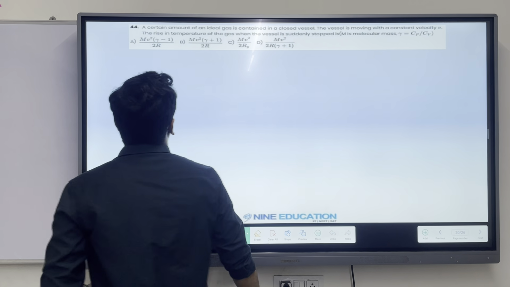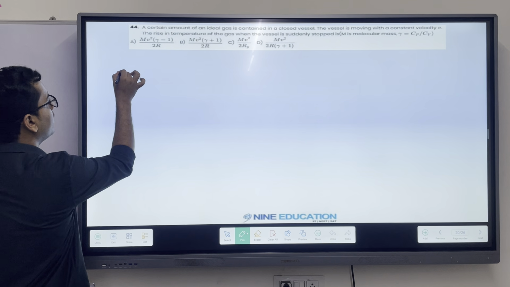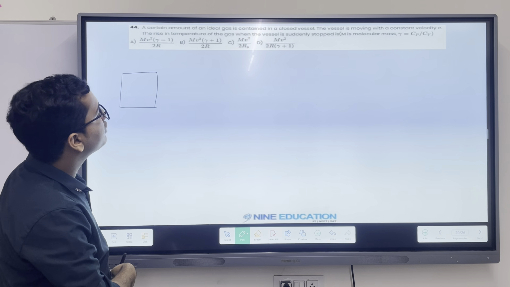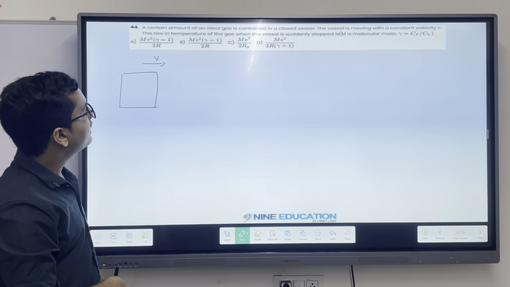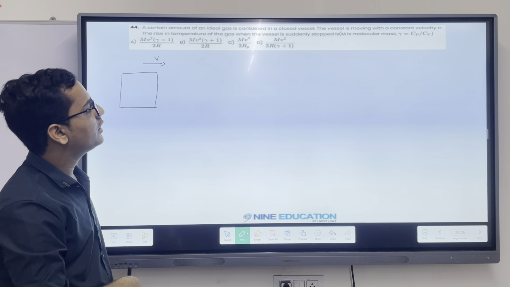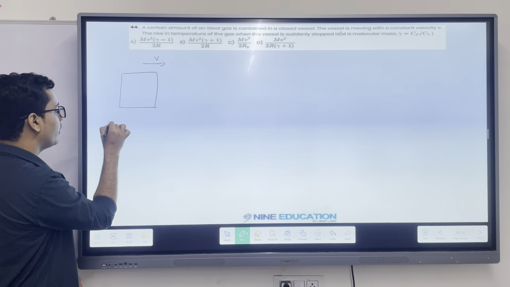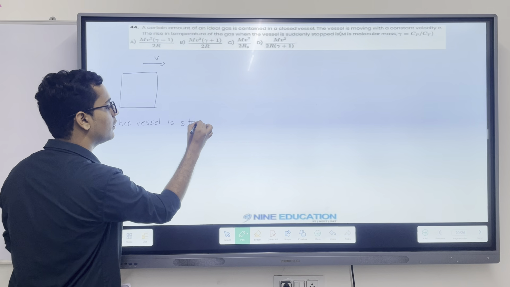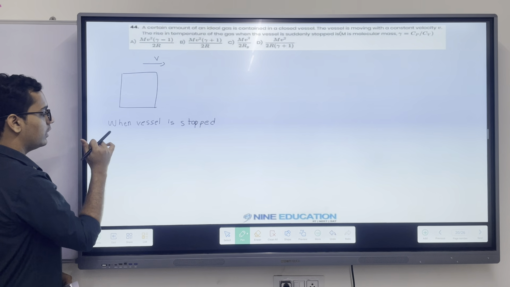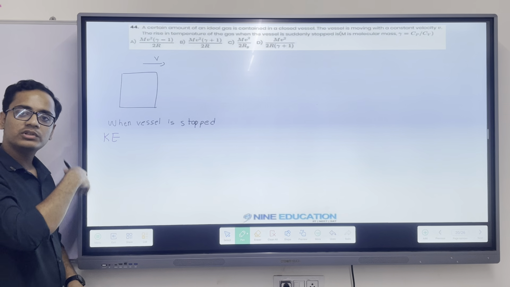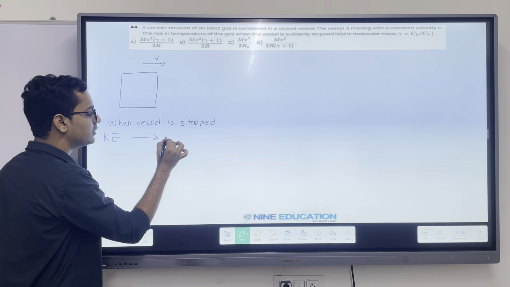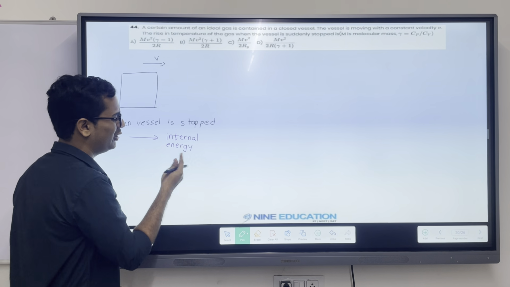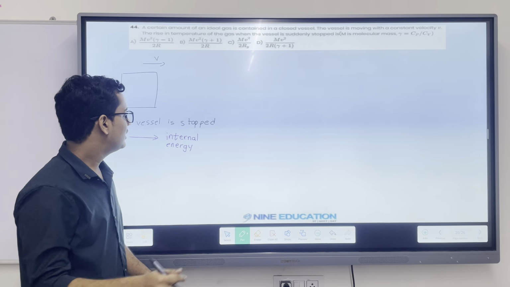It says that in a closed vessel, some ideal gas is contained. It is moving with velocity v. You have to find the rise in the temperature when the vessel is suddenly stopped. When vessel is stopped, I will say the kinetic energy of the vessel which was there initially is being converted into internal energy of the gas. You may say it is converted into heat as well, but it doesn't matter.